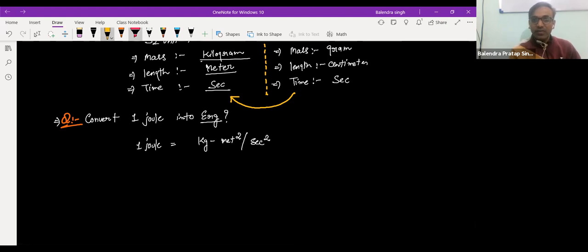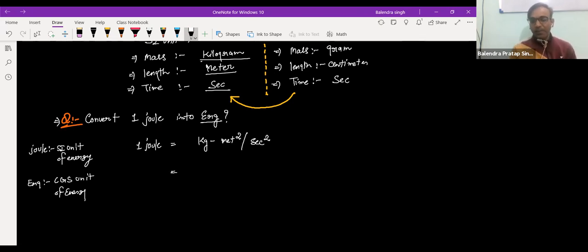So you can write here: joule is an SI unit of energy and erg is the CGS unit of energy. Okay, so let's convert this joule into erg.